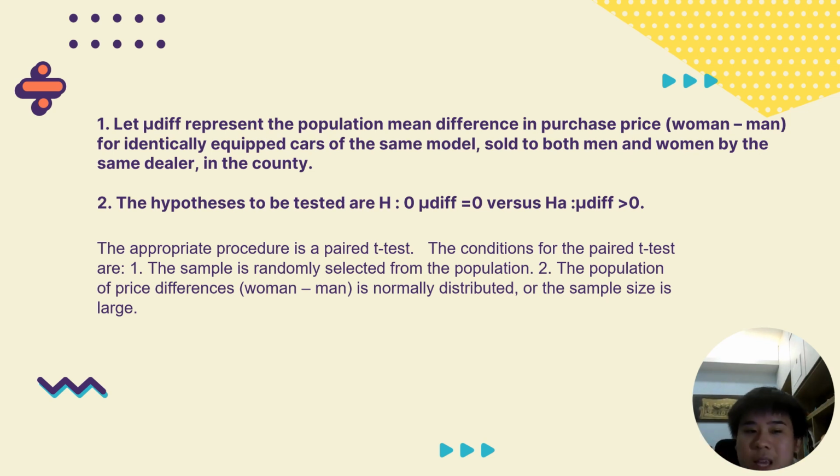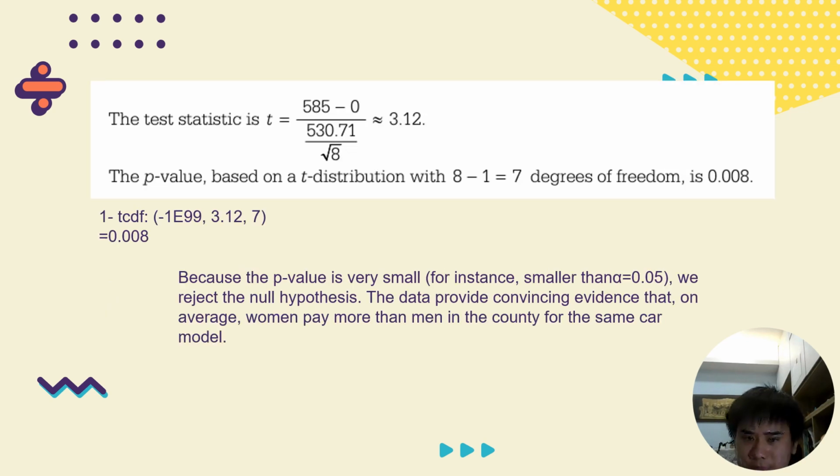The conditions for the paired t-test are the condition check. Remember, the sample is randomly selected from the population. They are randomly selected. Secondly, the population of differences is normally distributed since the sample size is large enough. Now, to find the t-test statistic, the equation is also given. You just plug in all the values and you find your t, which in this case is 3.12.